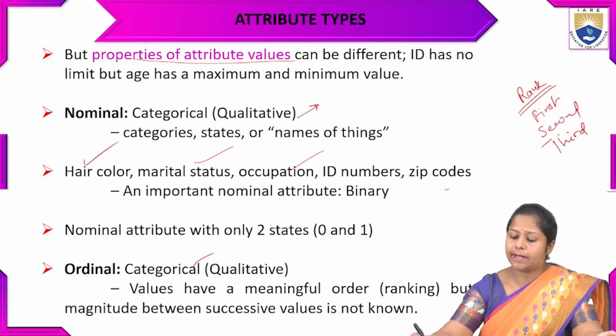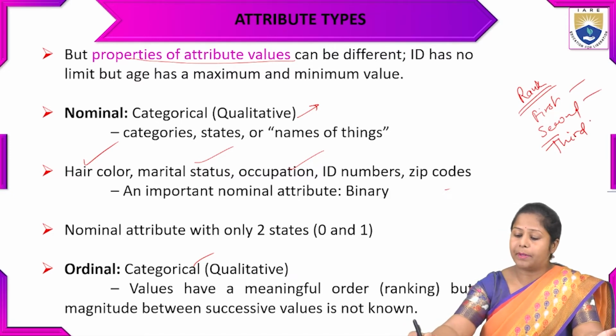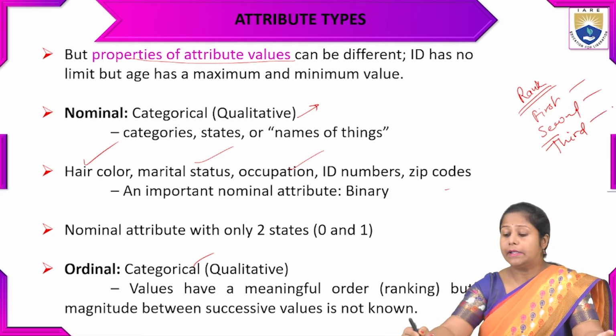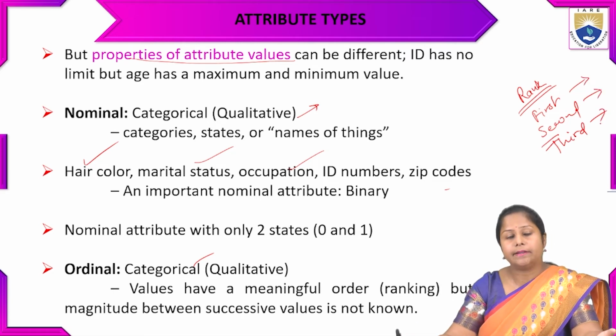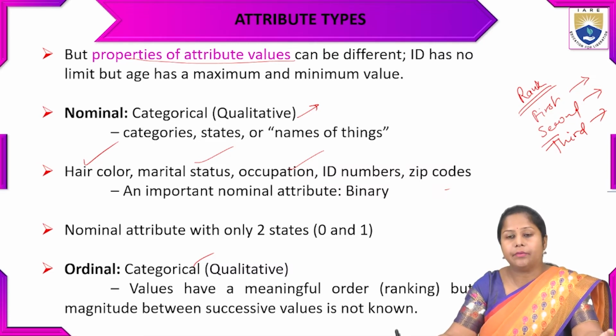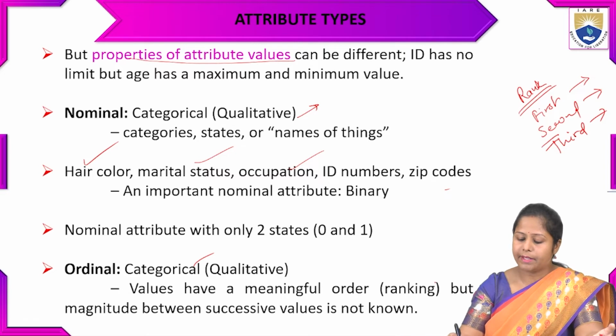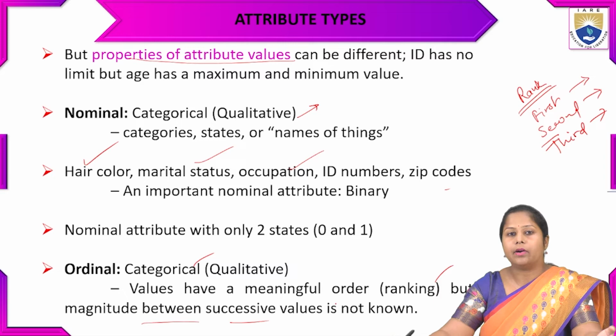So these will be the ranks, or some order to categorize between the players who did well in that sport. So that is categorizing by the ranking or ordering of that category. That type of data will be the ordinal type of data. The values have a meaningful order or ranking, but the magnitude between successive values is not known.